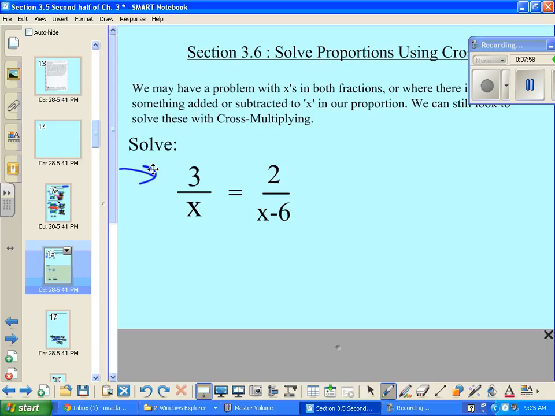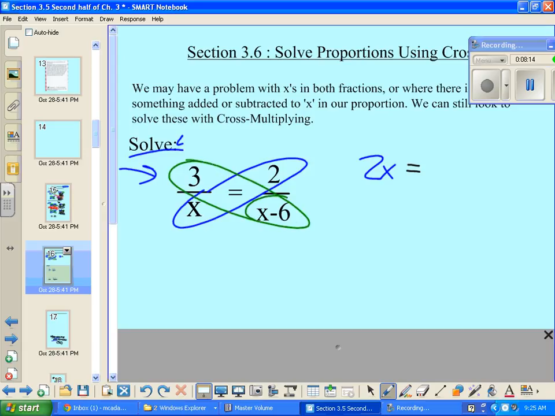I would start by cross multiplying. This is some kind of proportion problem I'm trying to solve it. So I would start by multiplying 2 times x. That would give me one side of my equation. That's just 2x. When I look to multiply the other denominator and numerator, I have 3 times, and again, this expression, x minus 6.